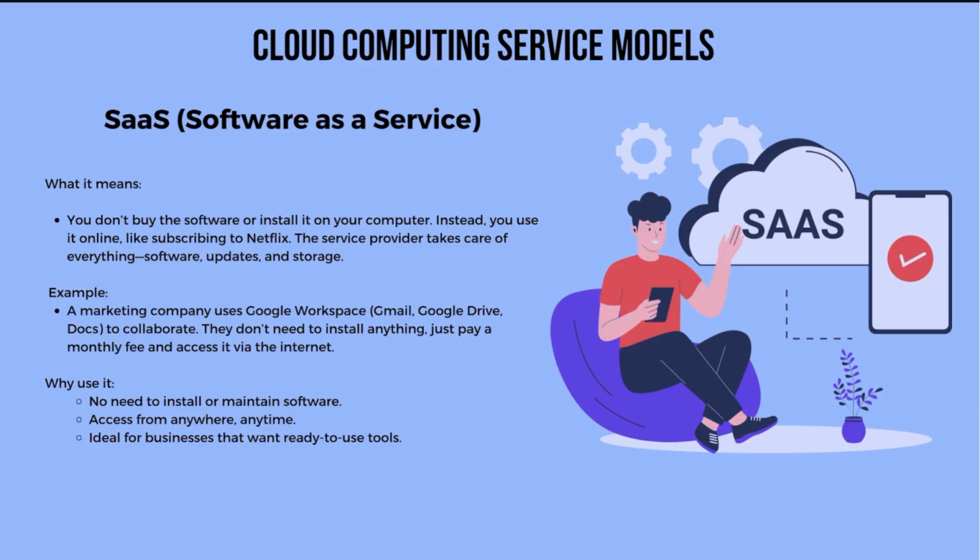Cloud licensing is divided into three main models: SaaS, PaaS, IaaS. Let's break these down with examples. SaaS, known as software as a service. Think of SaaS as subscribing to Netflix. You don't buy the movies or shows, you just pay monthly fees to access them online. The company handles everything for you: updates, storage, and maintenance. Example: Google Workspace, Gmail, Google Drive. A marketing company uses these tools to collaborate without downloading or installing anything.